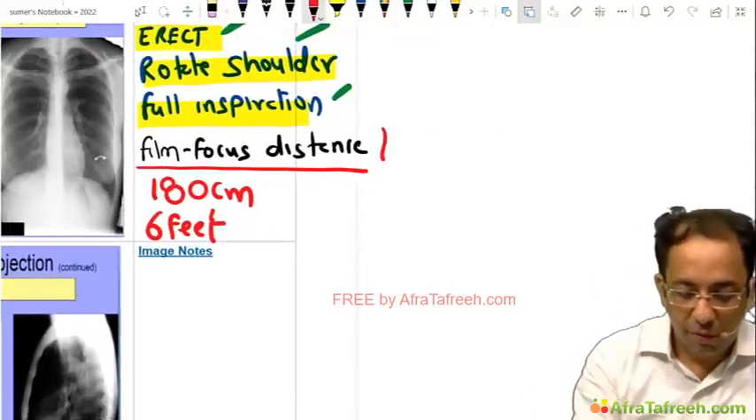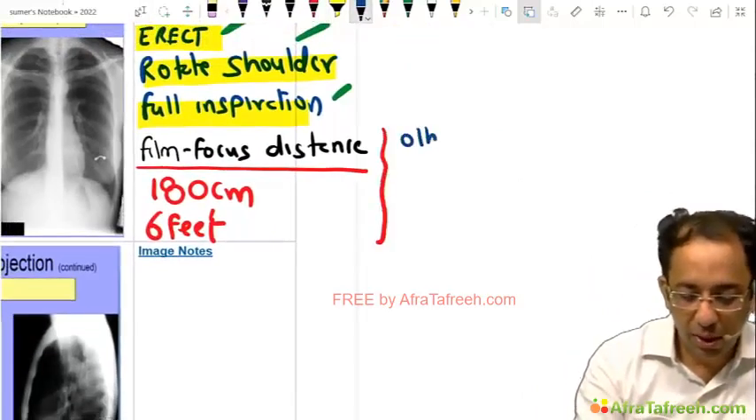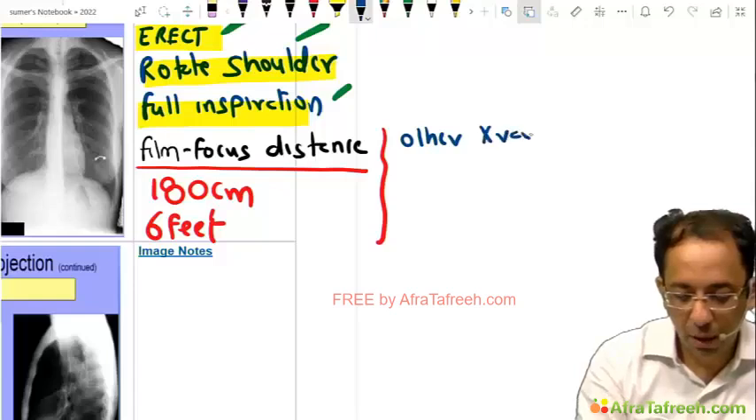While for the rest of the body, in other X-rays, in other body parts, this distance is 100 centimeter.